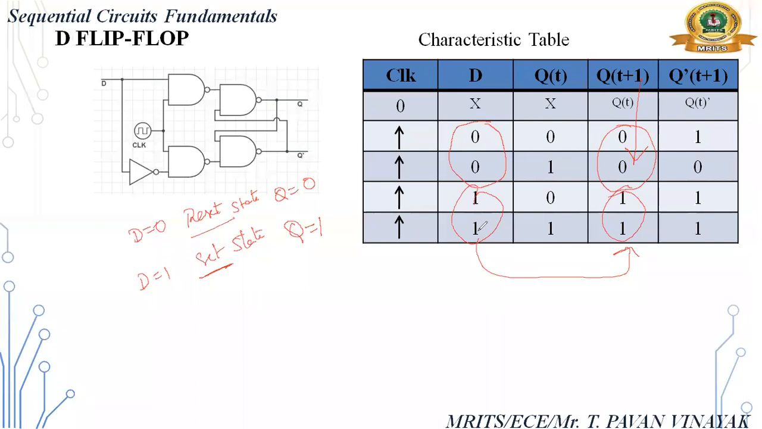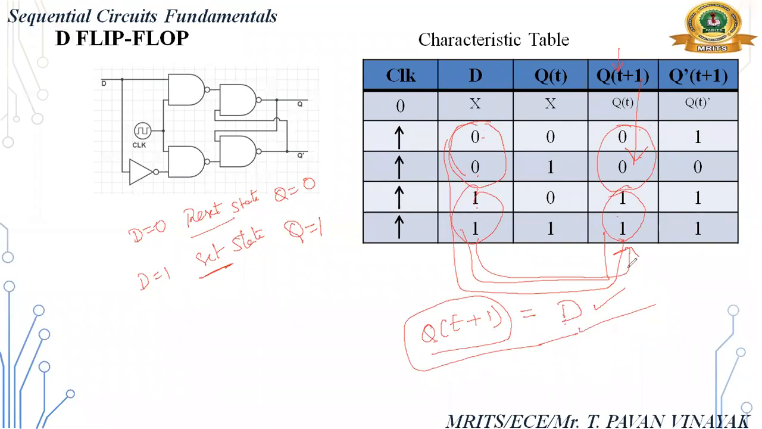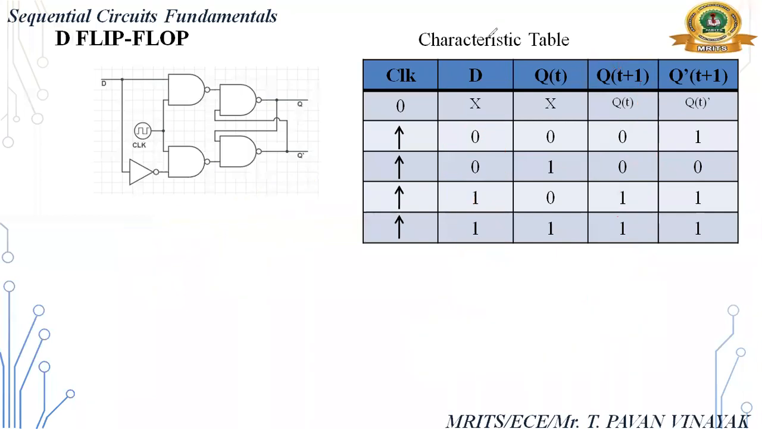So what you observed, Q of T plus 1. Characteristic equation: Q of T plus 1 is the same as D. See, 0, 0, 0, 0, 1, 1, 1, 1. So Q of T plus 1 is simply D. Whatever value you give, you get only that as the next state. So the characteristic equation of D flip flop is simply Q of T plus 1 equals D.